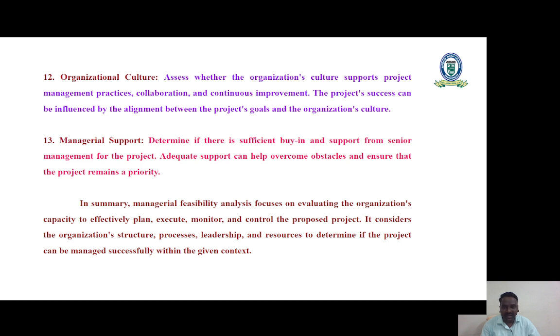13th, and the managerial support. The managerial support determines if there is sufficient buy-in and support from senior management for the project. Adequate support can help overcome obstacles and ensure that the project remains a priority.